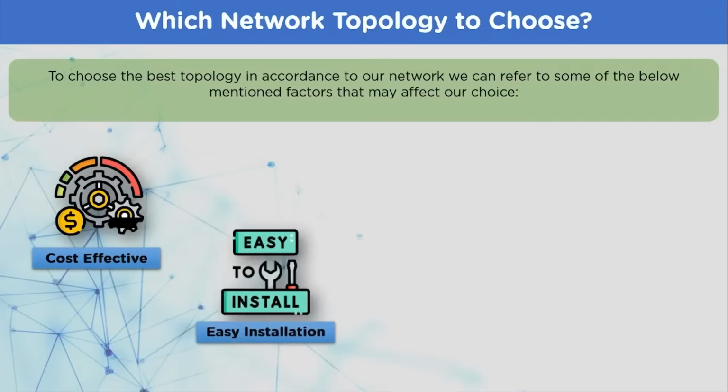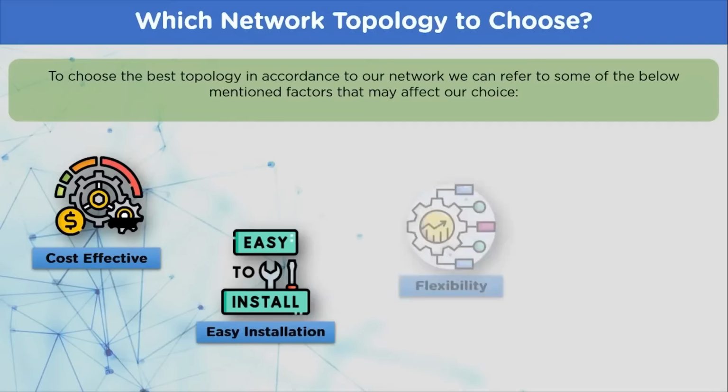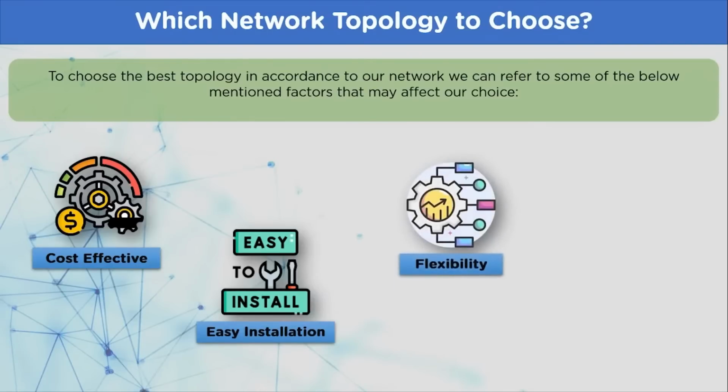Then we have easy installation. Installing the hardware devices efficiently and precisely is also one of the factors that affect our choice of network topology. Moving on, we have flexibility. The ability of the topology to include new network nodes after installation and ease of troubleshooting refers to the flexibility of topology.